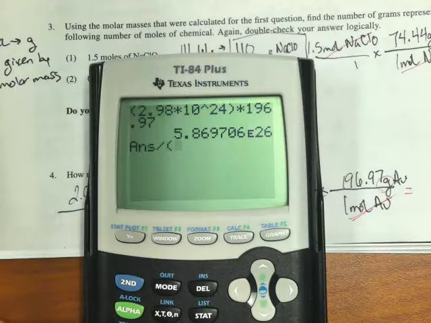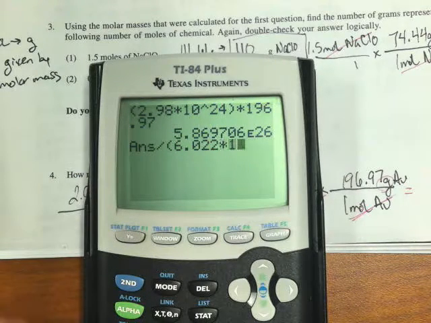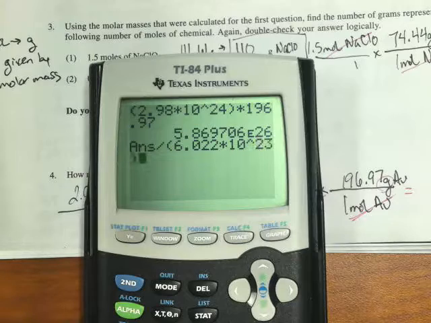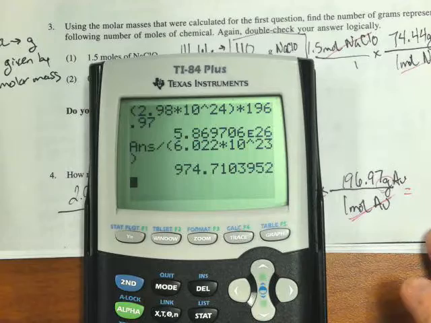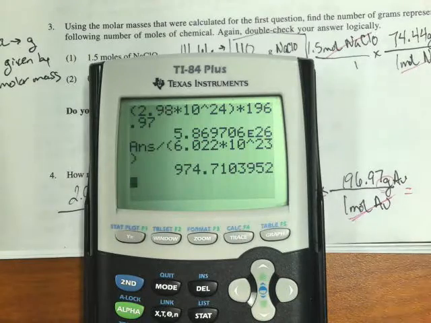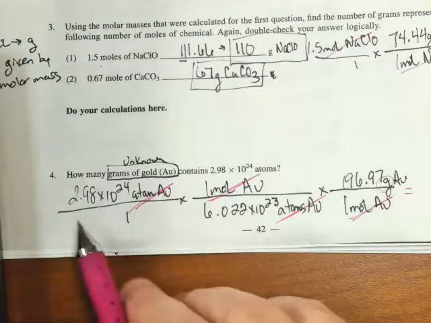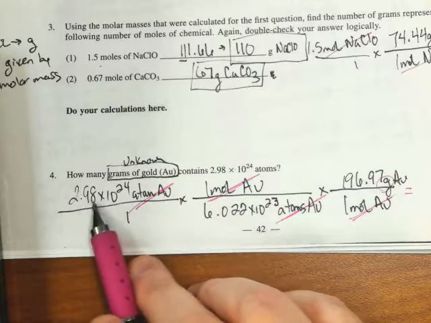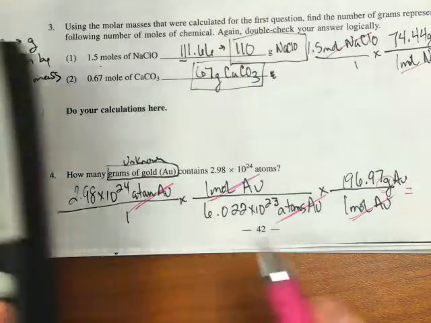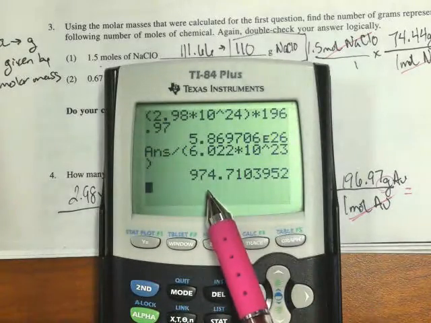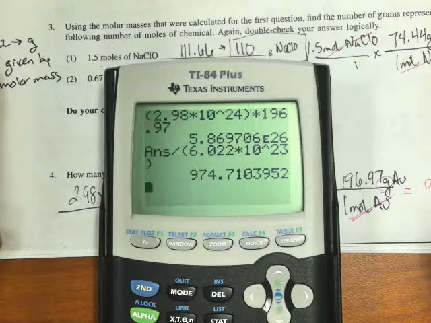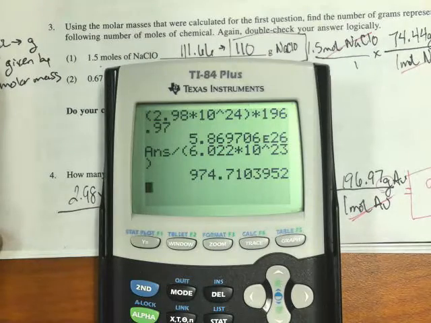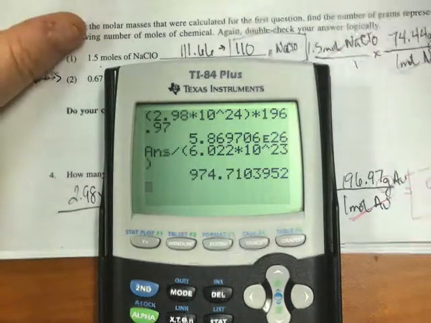I'm going to put in parentheses, 6.022 times 10 caret 23rd, parentheses. And now we get 974.7103 grams. You go look. Our original base number has 3 significant figures. 974.7 is going to round to 975 grams of Au. And that's my final answer.